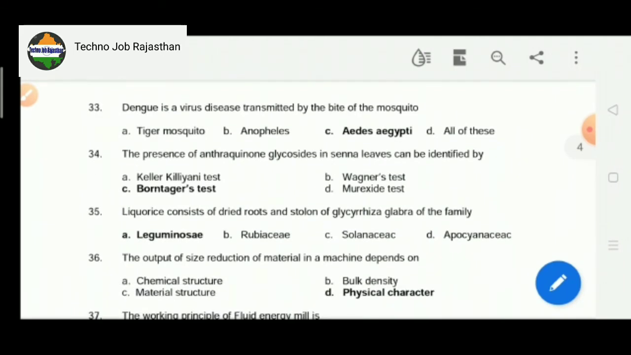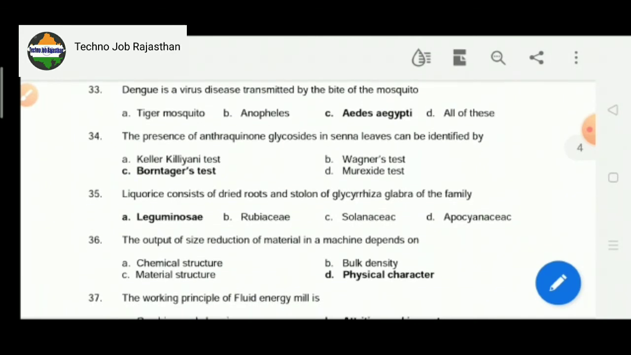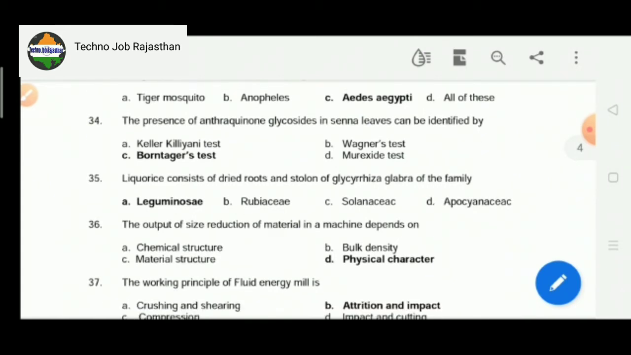Question number 34. The presence of anthraquinone glycosides in senna leaves can be identified by: option A is Keller-Killiani test, option B is Wagner's test, option C is Borntrager's test, option D is Murexide test. So the correct answer is option C, Borntrager's test.